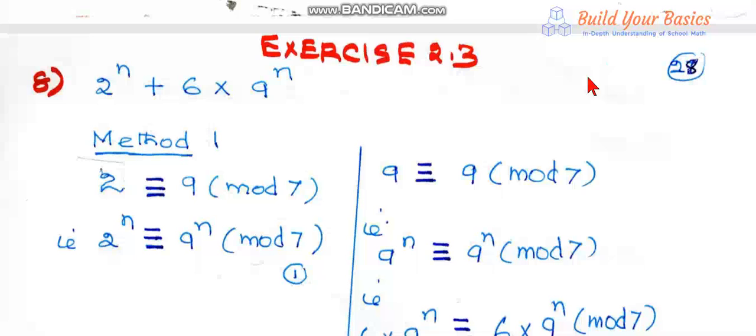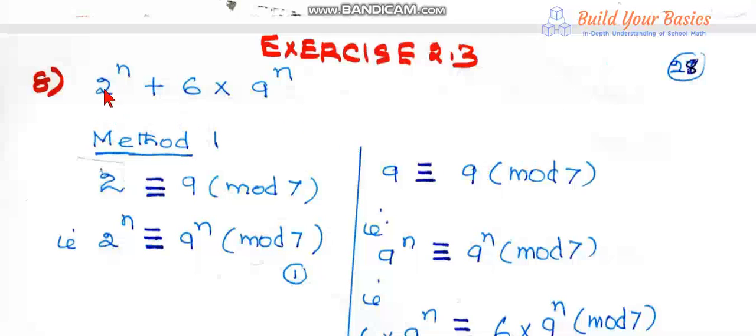Exercise 2.3. Question number 8. Prove that 2 to the power of n plus 6 into 9 to the power of n is always divisible by 7 for any positive integer n.